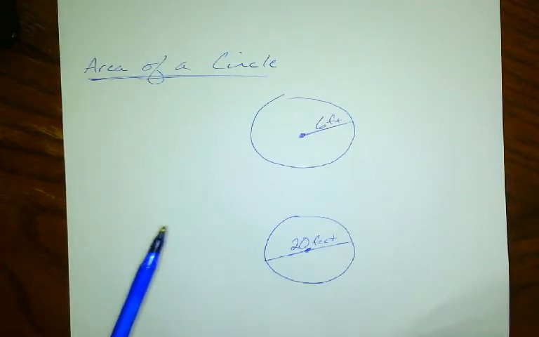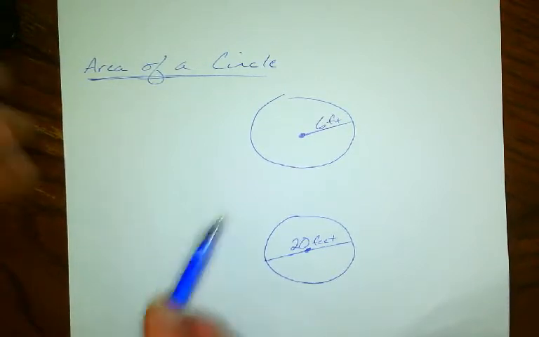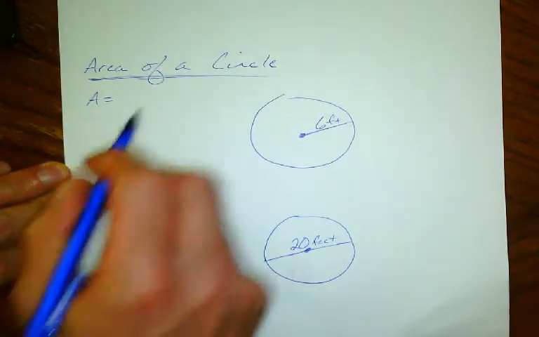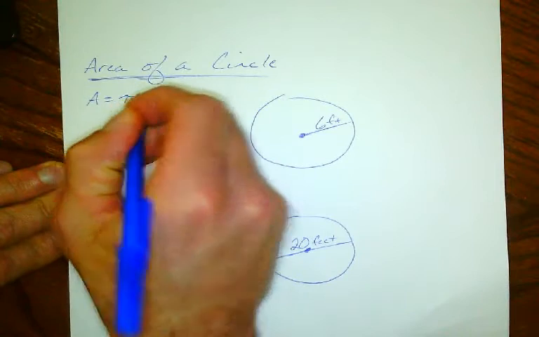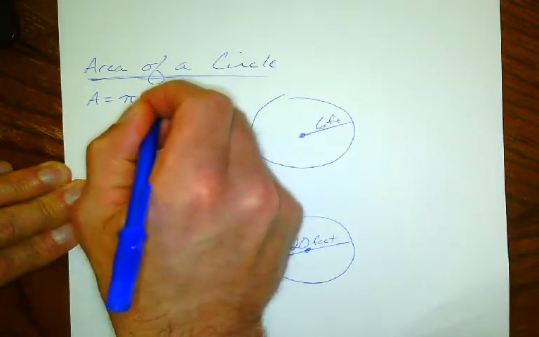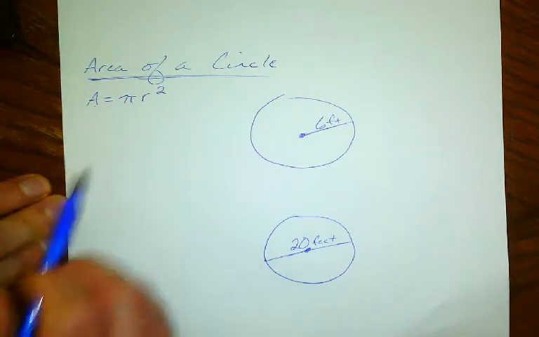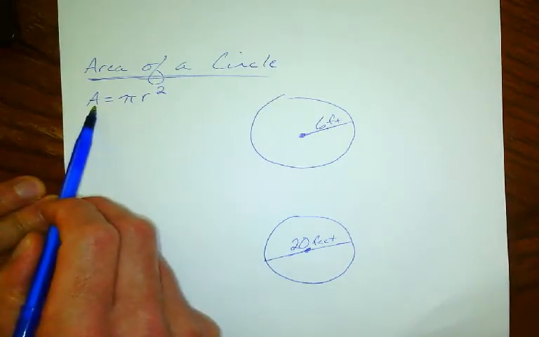Now the area formula for a circle is area, which we'll use big A, equals pi times r squared. So A equals pi r squared, where big A is area.